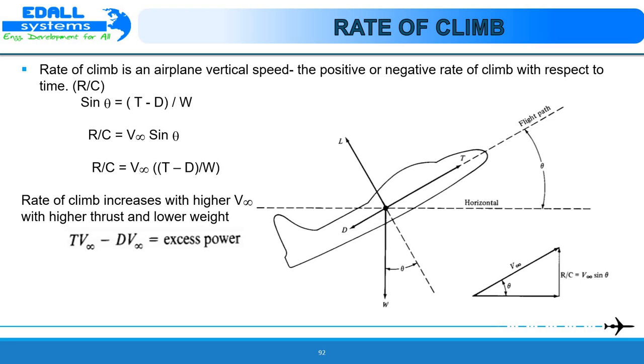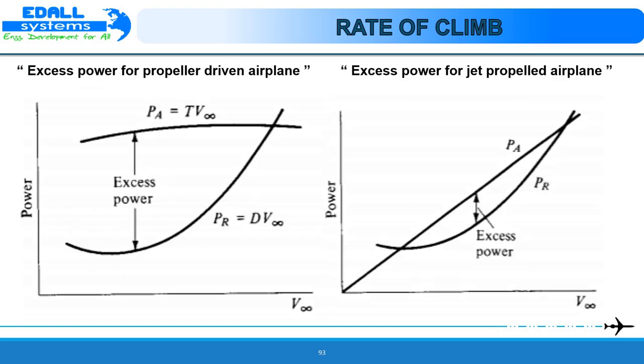The excess power is the difference between the power available and the power required. Hence, we can write rate of climb equals excess power by weight. PR curves such as those already calculated for level flight hence give an approximation to the rate of climb, good only for small theta. To be more specific, a plot of D V infinity versus V infinity for climbing flight is different from the plot of D V infinity versus V infinity for level flight, because D is smaller for climbing than for level flight at the same V infinity.